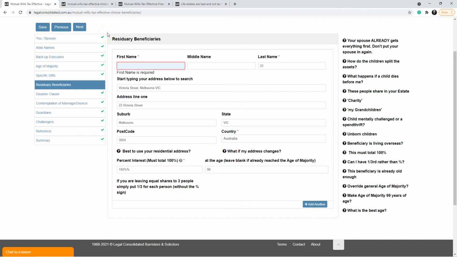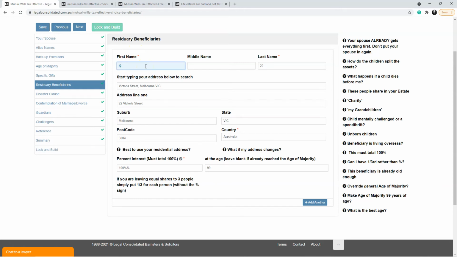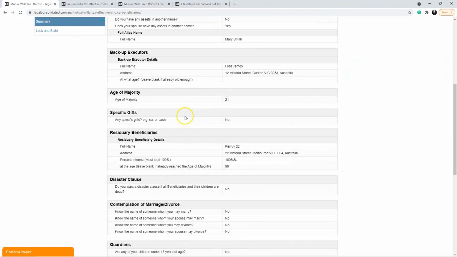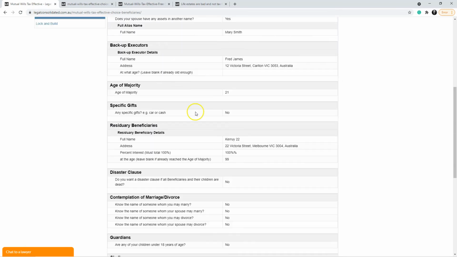Now, our law firm is responsible for these two wills. These three-generation testamentary trust mutual wills are the responsibility of Legal Consolidated barristers and solicitors, and therefore we carry the logic flow responsibility. So we will only allow you to build this document if the logic flow is correct. And now the lock and build's there. And I can go back to summary. I can now keep checking it. And that looks all correct.